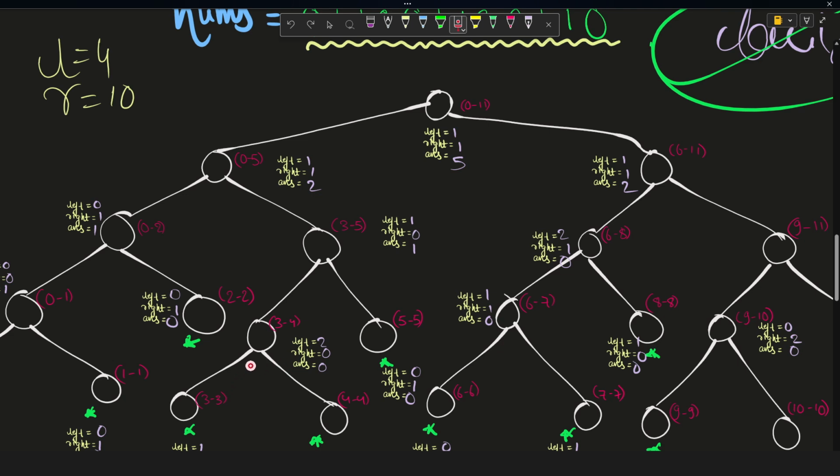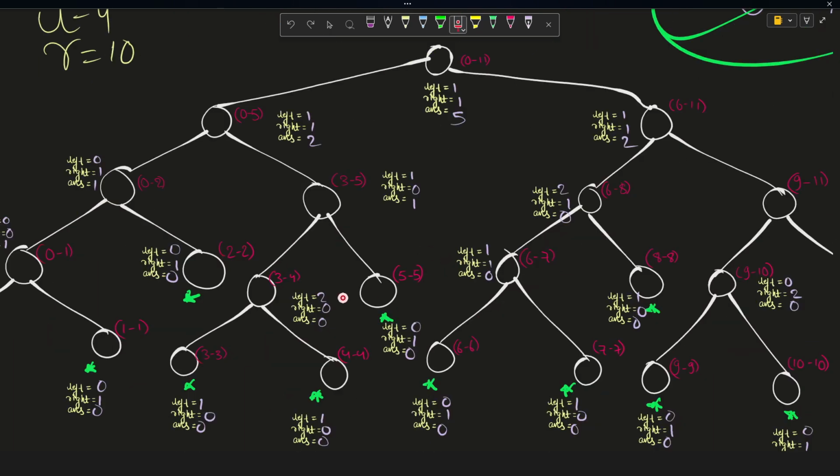So mid is 3. So it means that this left part will contain values from 3 to 3, but we know that we have to start from 4. So again we will not go to this part. So again we will return some null value, right? And now we will go to this part, and once we go to this part, we encounter 4 till 4.